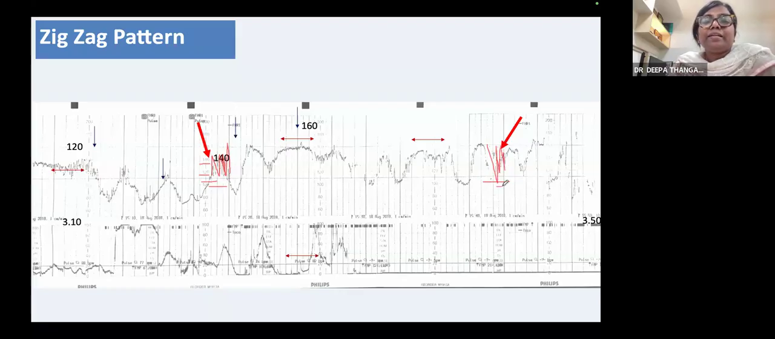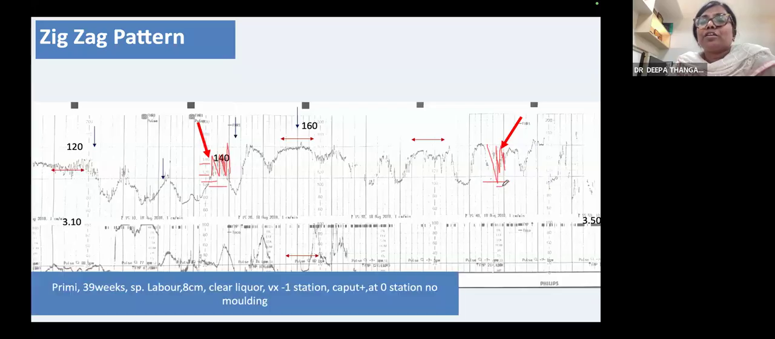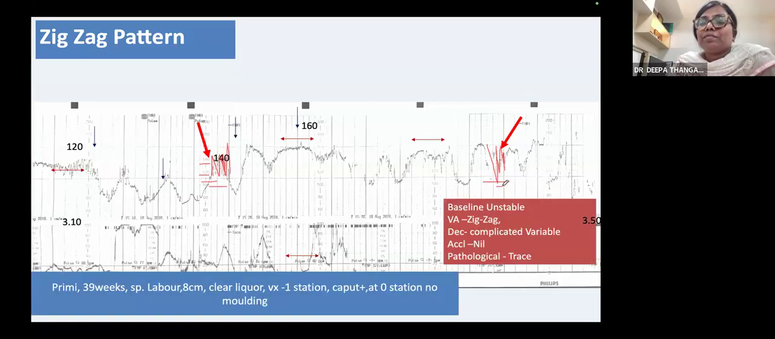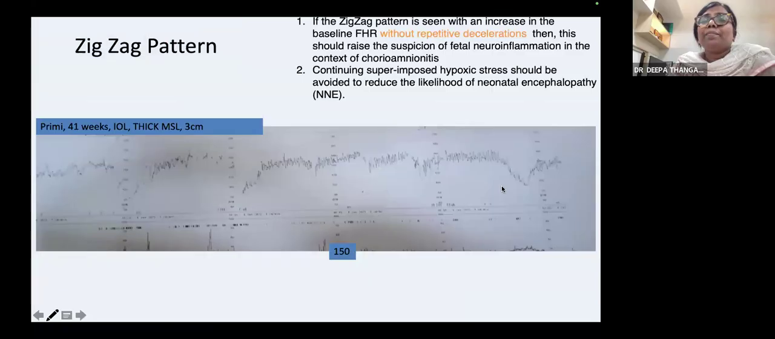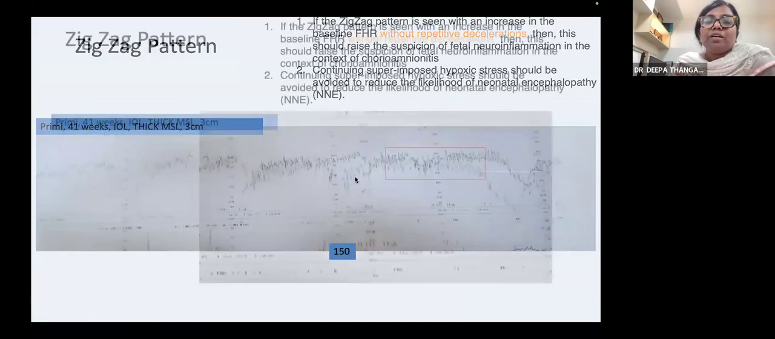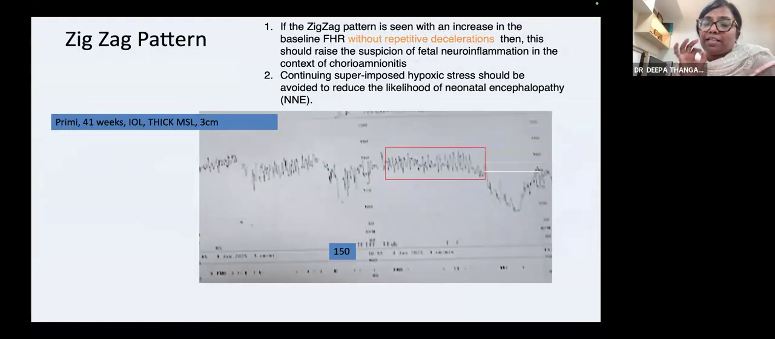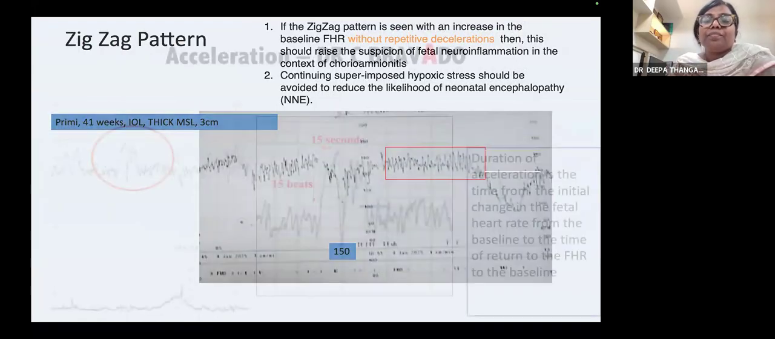So this zigzag pattern is also a part of hypoxia. Zigzag without repeated decelerations, then we can still wait. But with repeated decelerations it is a typical sign of meconium. It's a typical sign the baby has distress.